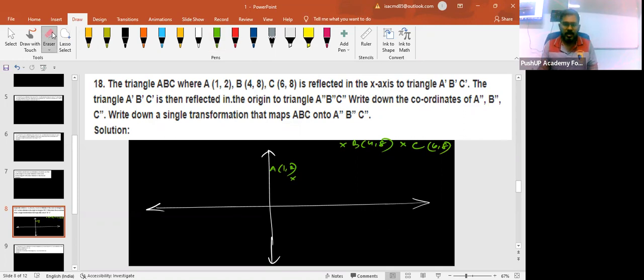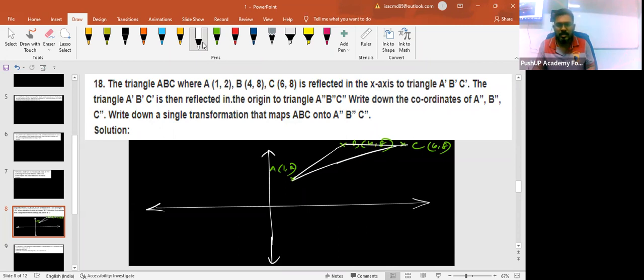Now let me connect all the 3 points, A to B and B to C. Are we getting a triangle? We are getting a triangle. You try it out. You scribble in the paper. Let it be wrong, it's okay. But you scribble and see whether you get it or not.